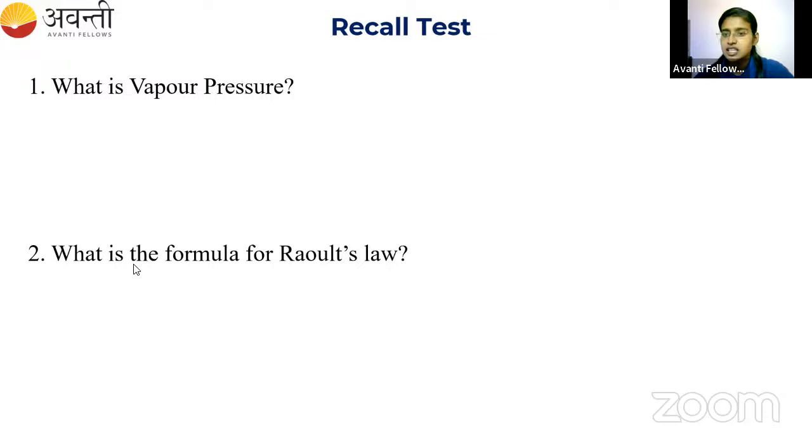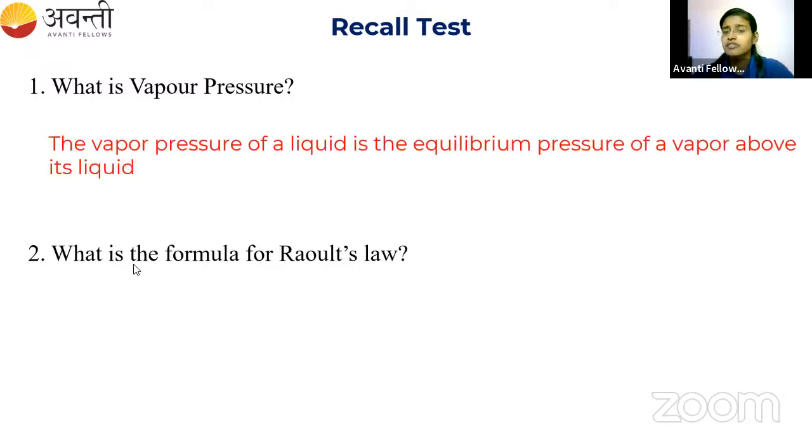Measure of the tendency of a material to change into the gaseous or vapor state. Pressure exerted by vapor in solid or liquid phase. If condensation is equal to vaporization, it is called vapor pressure. Very good, students. So let us discuss. The vapor pressure of a liquid is the equilibrium pressure of a vapor above its liquid. Exactly. Many of you have given me the correct answer.